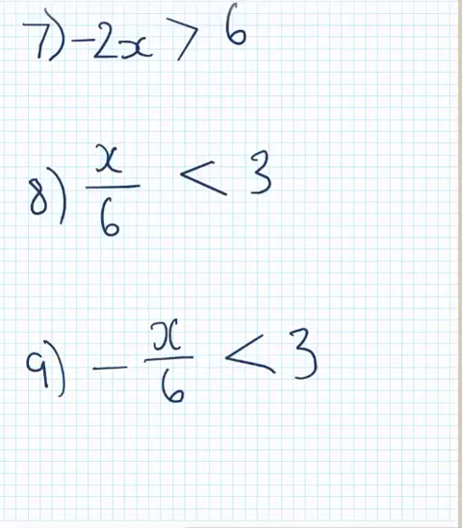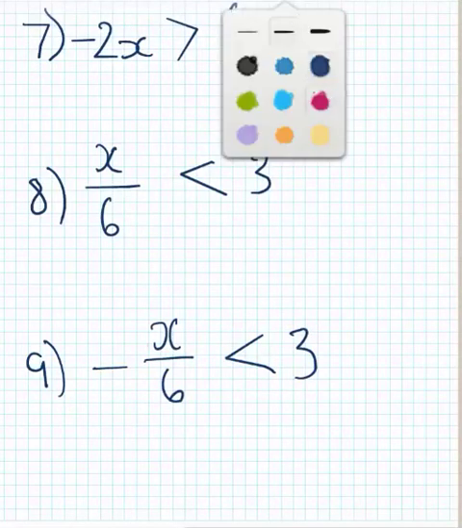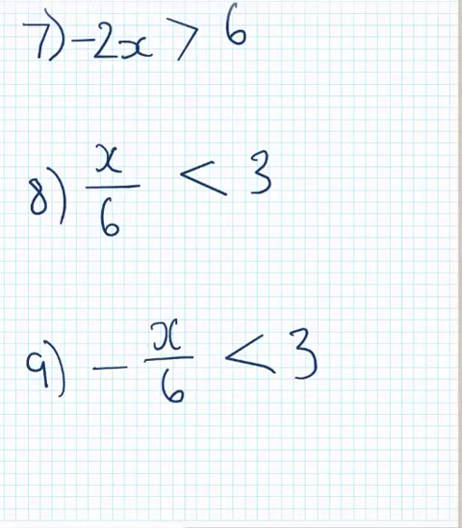Okay, let's do the next few examples. So with 7, you notice we have now -2 times x, or -2x, is greater than 6. So we can see 2 is a negative value being multiplied with the x. So we divide by the -2, and that means we divide this by the -2 as well.